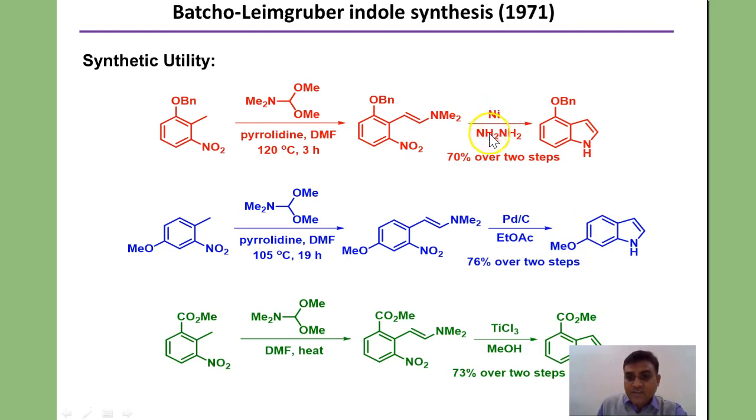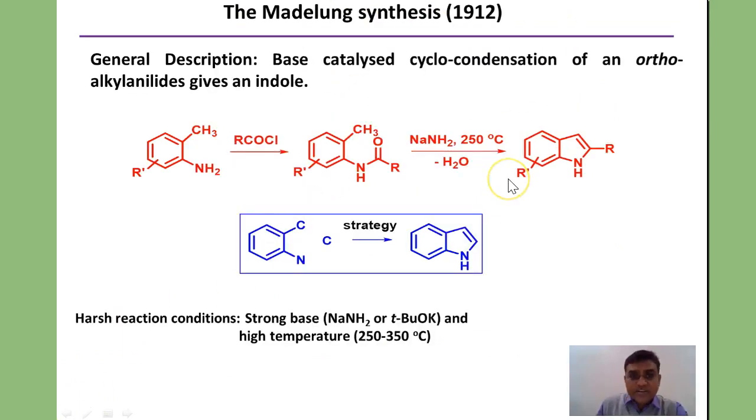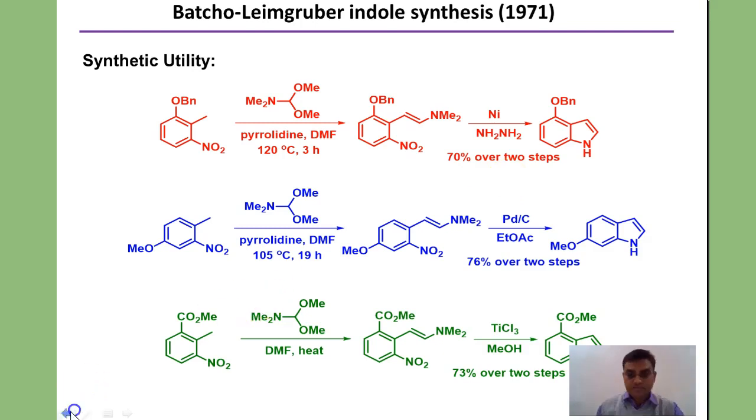Here, in the presence of nickel, NH2NH2 liberates H2, the hydrazine is converted to active hydrogen, and reduction occurs. So in this way, we have seen the Batcho-Leimgruber indole synthesis, invented in the year 1971.